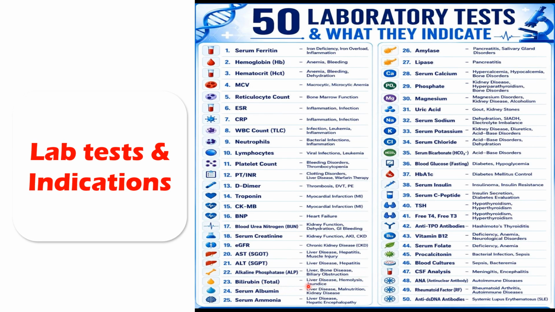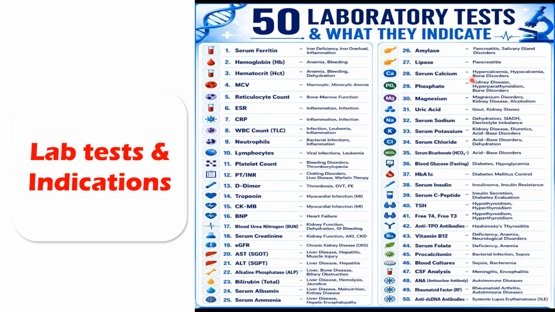Then bilirubin total is indicated in case of liver disease, hemolysis, jaundice. Serum albumin is also indicated in case of liver disease, malnutrition, kidney disease. Serum ammonia, these tests are done in case of liver disease, hepatic encephalopathy. Amylase indicates pancreatitis, salivary gland disorders. Then lipase in case of pancreatitis.